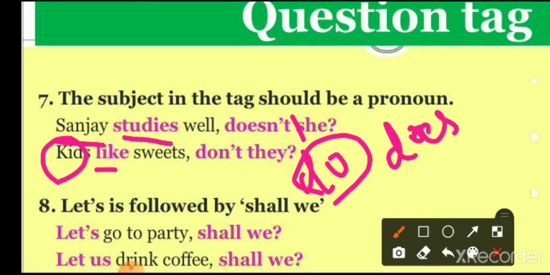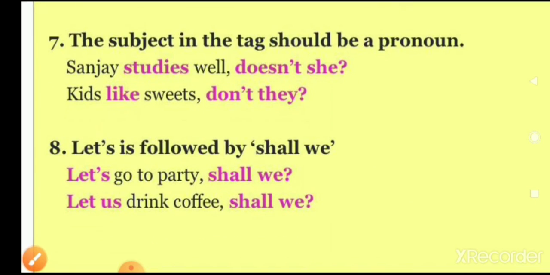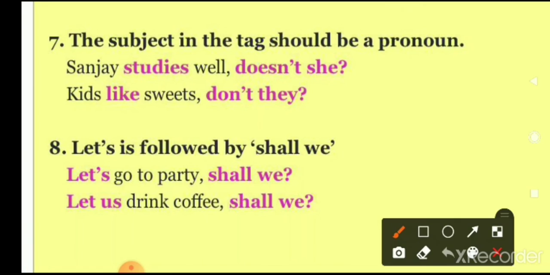Next, let's is followed by shall we. Let's go to party. Shall we? Let's drink coffee. Shall we? So whenever we use let's at the beginning of the sentence, how we are supposed to frame the tag means by using shall followed by we. Shall we? Let us drink coffee. Shall we?